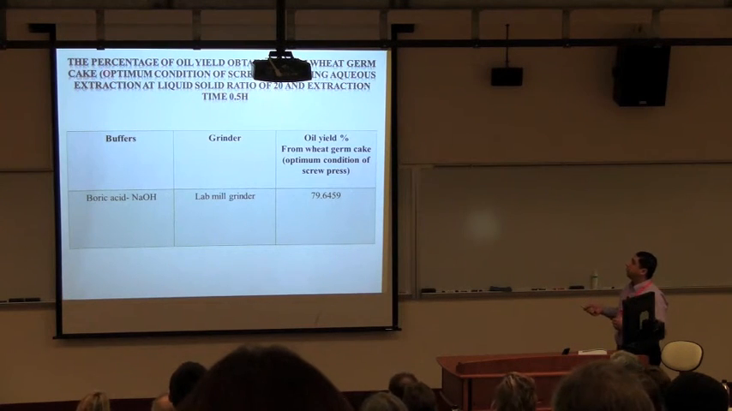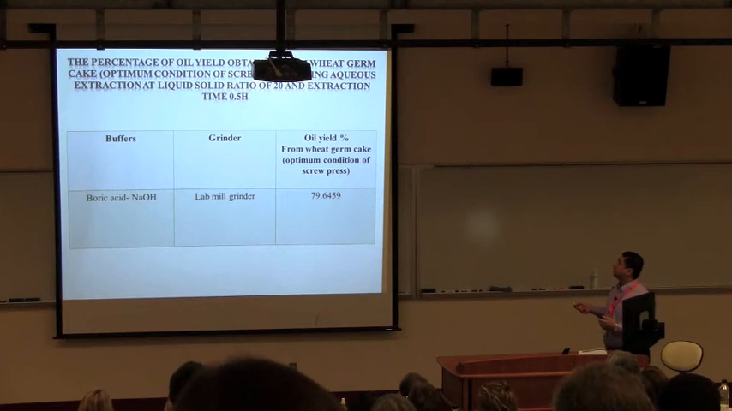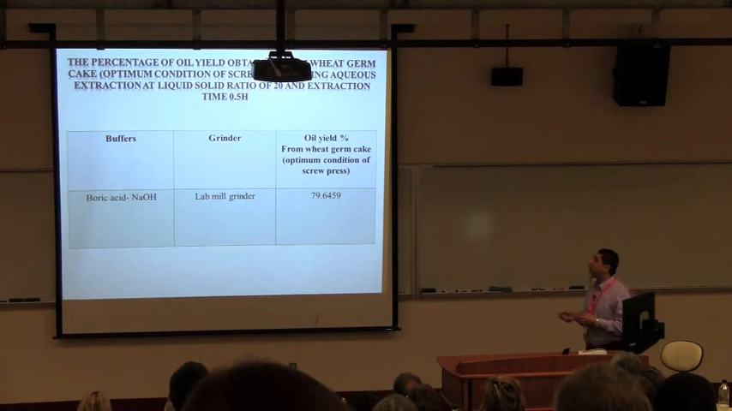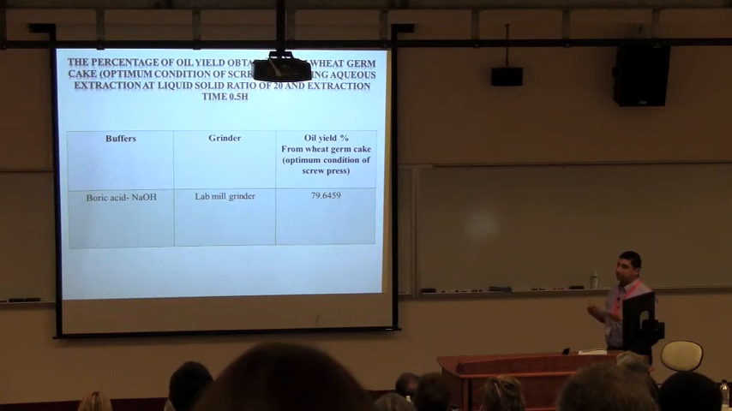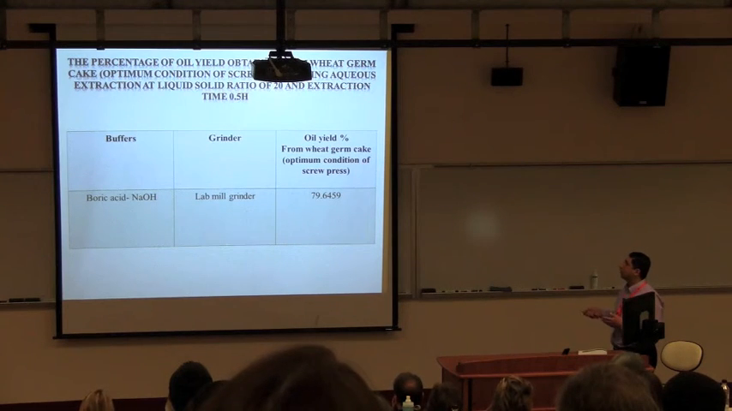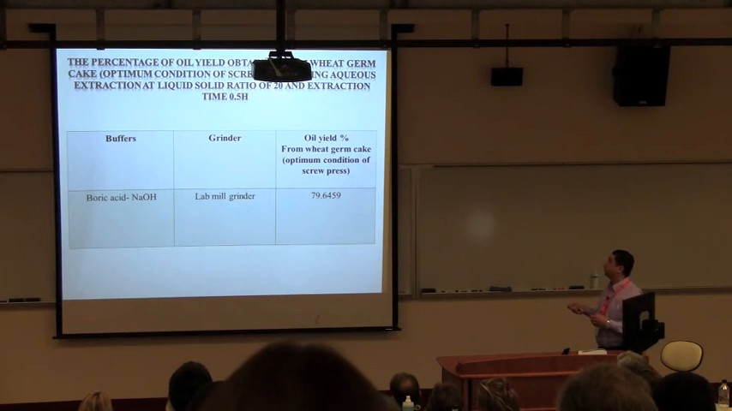This table shows the percentage of oil yield obtained from the wheat germ cake as a second extraction using an aqueous extraction, a liquid-solid ratio of 20, and an extraction time of half an hour, as I mentioned, the optimal condition from the previous study in our group. So I applied this finding to the press cake after you extracted some of the oil. So we have 50% of the oil left, and I'm trying to collect that oil using this optimum condition of aqueous extraction.